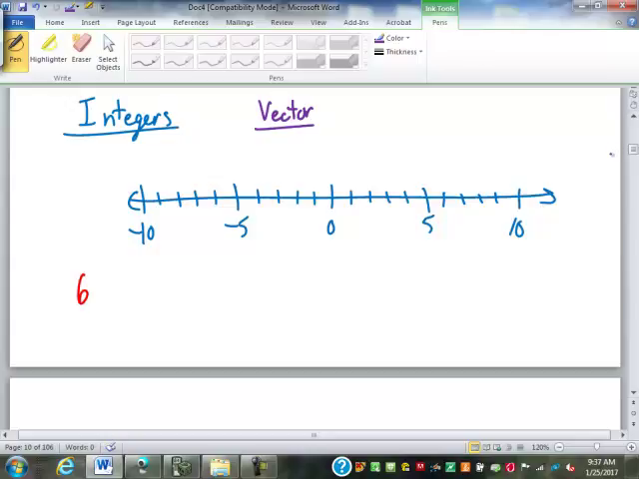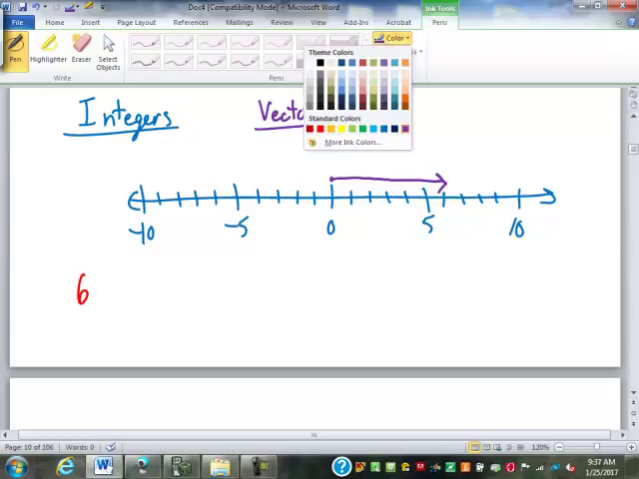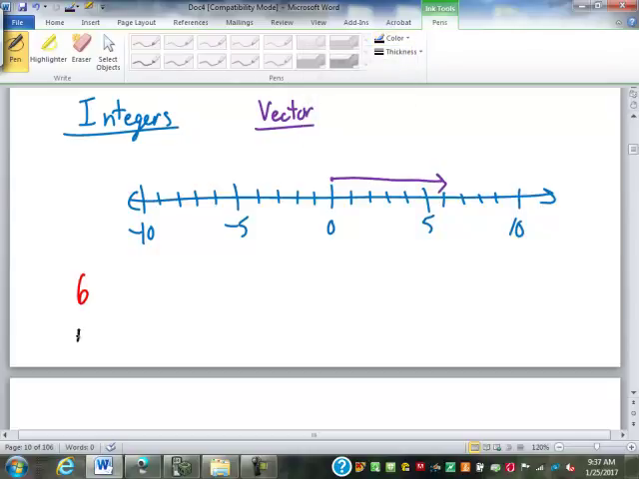So all a vector is, it's an arrow that starts at 0 and goes to that number. So 6 is over here. So it starts at 0 and goes to 6. So that's the graphical representation of the number 6, the value 6. Addition is defined to be just combining vectors.